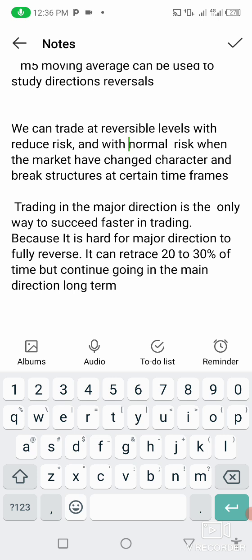Now as a wise trader, if you reduce your risk and the market hits your stop loss, you wait for another change of trend and then you re-enter that market, maybe this time around with normal risk. But if peradventure you enter the market at a reversible level and it goes your way, then you can enter more positions when the market retraces, because you are now assured of where the market is heading to.